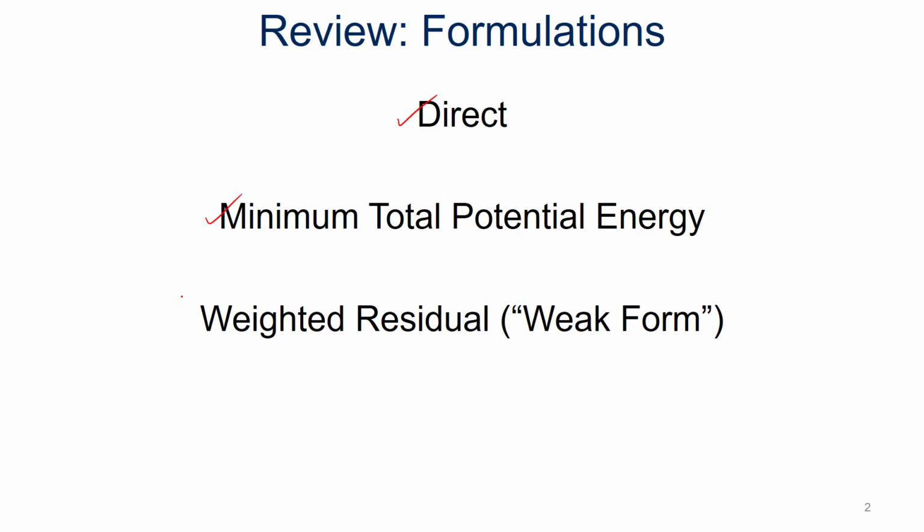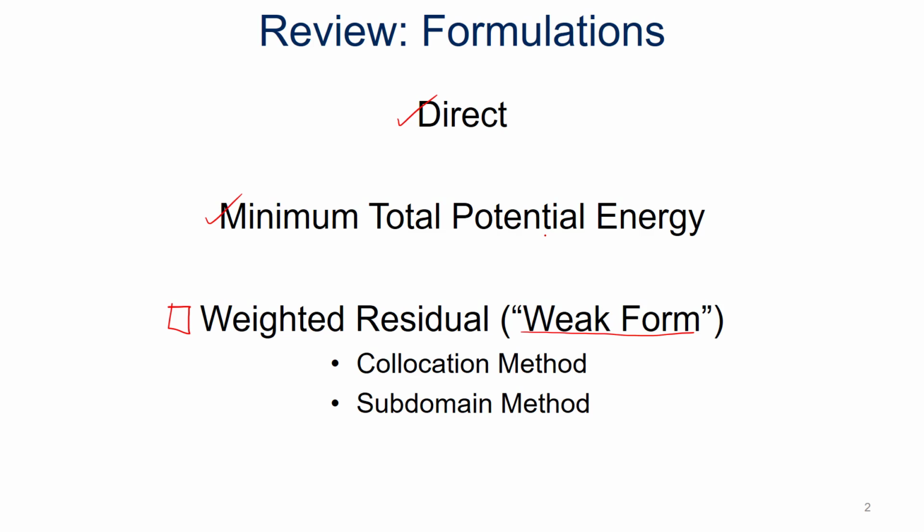What we're going to look at today is the weighted residual formulation. It's also called the weak form, and I'll show in a moment what it's relative to when I say the weak form. But this one has a couple different methods. There's the collocation method, there's the subdomain method, and there's Galerkin's method. There are some other ones, but these are probably the more common ones. So we're going to look at these.